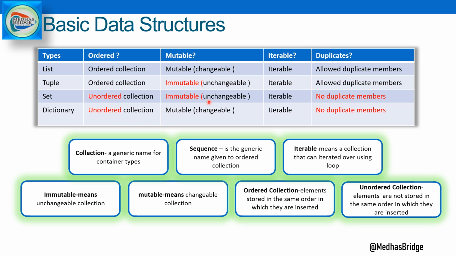Set is immutable. Dictionary is an unordered collection and mutable. Now, lists, tuples, sets, and dictionaries are all iterable. Iterable means the collection can be iterated over using a loop. Now, lists and tuples allow duplicate members. Sets and dictionaries do not allow duplicate members.